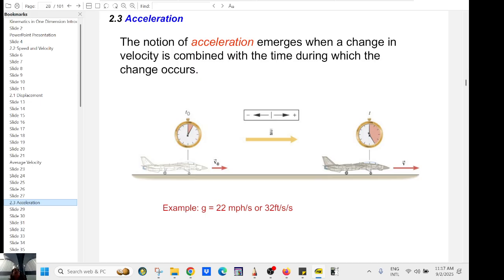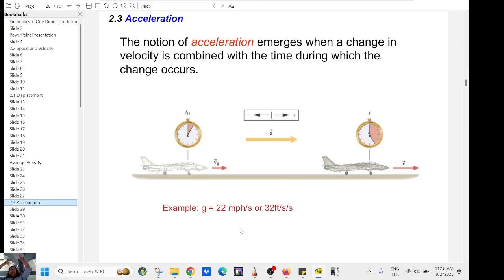Acceleration, let's define a new physical quantity. So what is acceleration? It's how fast you are getting faster, or how fast you are getting slower, or how fast you can make a turn. Okay, so acceleration, it's how fast the velocity is going to change. Example of acceleration, gravity, g. Okay, so the acceleration due to gravity is 22 miles per hour per second.